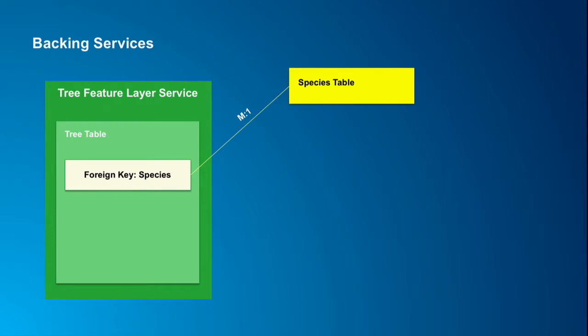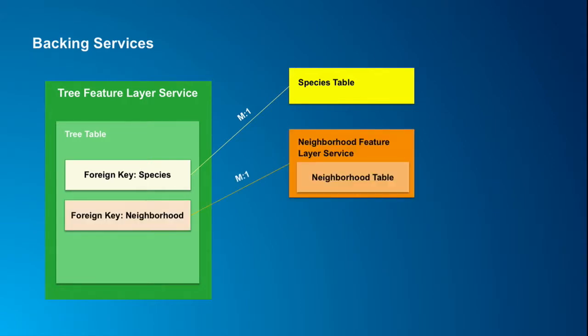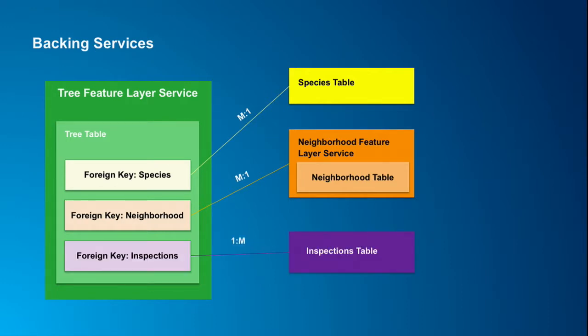We also published a species table, which contains attributes related to all sorts of different kinds of species, their scientific name, their common name, functional types, etc. Of course, multiple trees can adhere to one species. We published a neighborhood feature layer service containing a neighborhood table for all the neighborhoods in Portland. Of course, one neighborhood can also contain multiple trees. And then we published an inspections table, where one tree has multiple inspections.